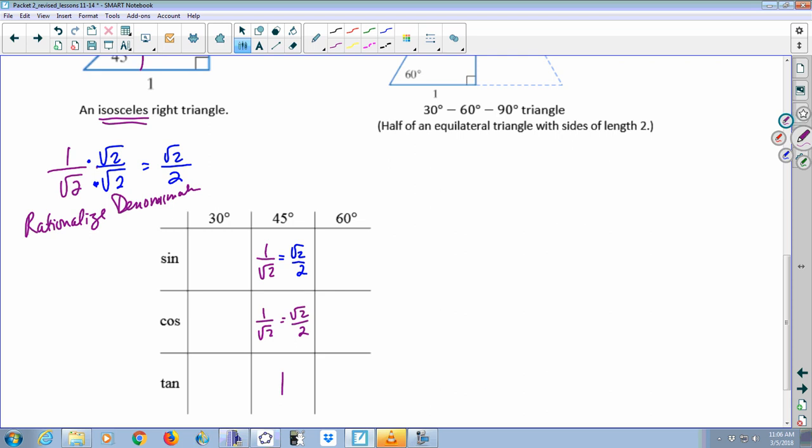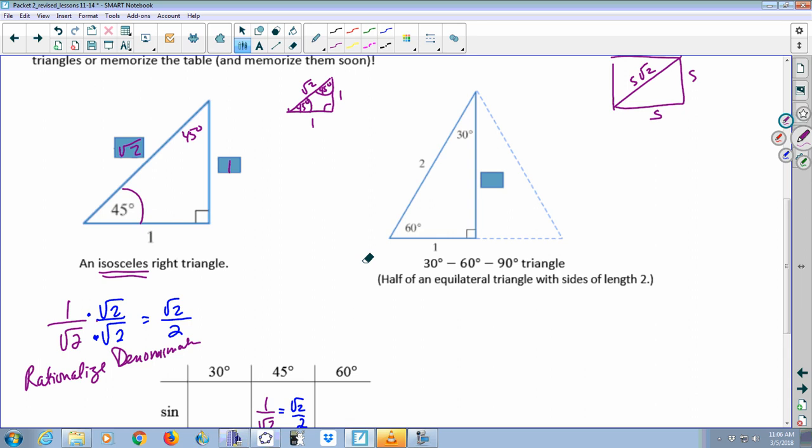If you forget, remember, how did we start? With a square, and we cut the square in half, a unit square of length 1, we found the diagonal. You can recreate that for yourself.